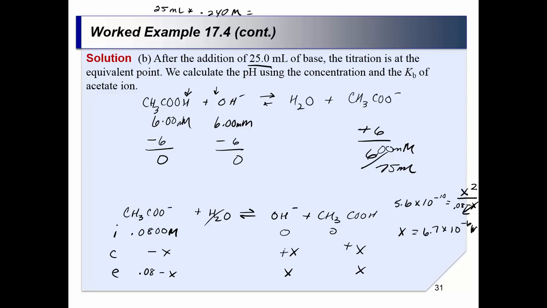Now that x value is equal to the concentration of my hydroxide ion. So in this case, I'm going to take my pOH because that is what is easiest for me. If you would prefer to calculate your hydrogen ion concentration from this, you go right ahead. So I take my 6.7 times 10 to the negative 6, take the log of that, and I get a pOH of 5.17. Now that makes my pH then 8.83.